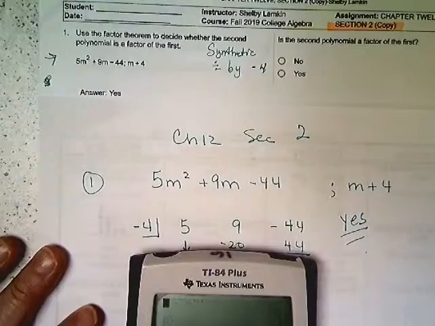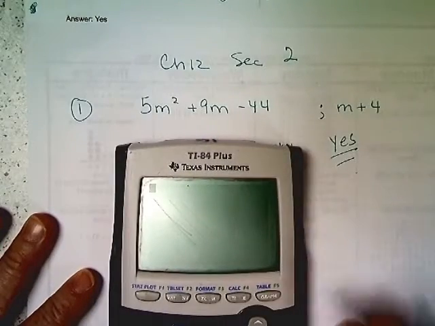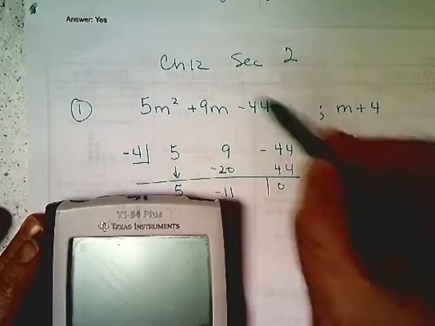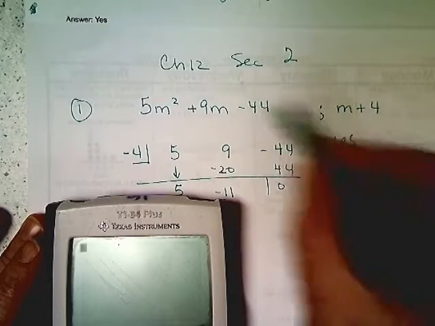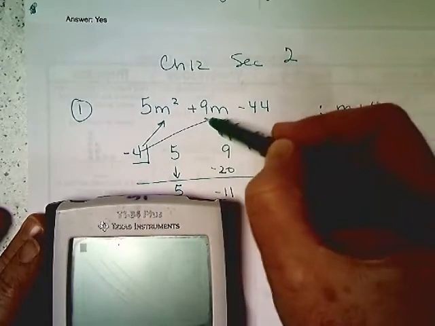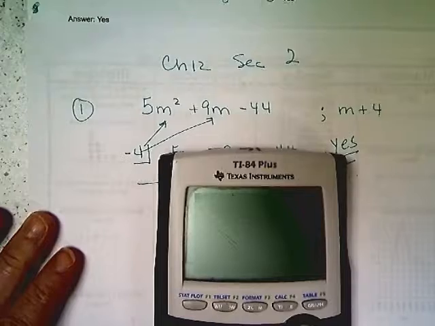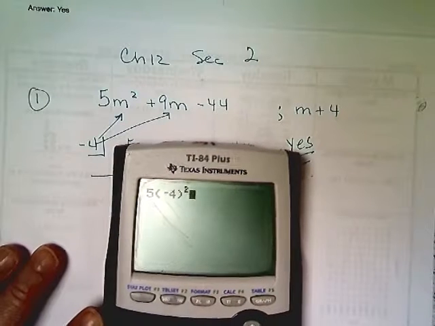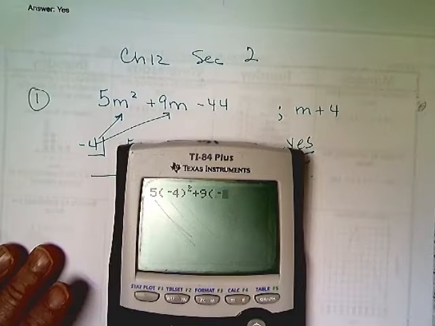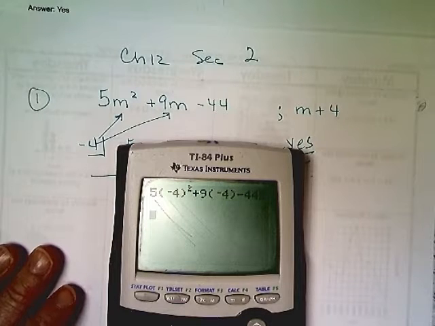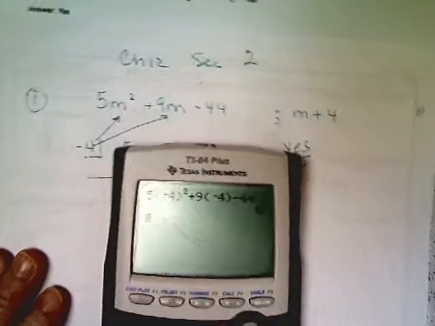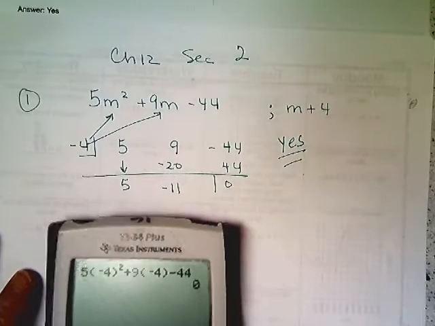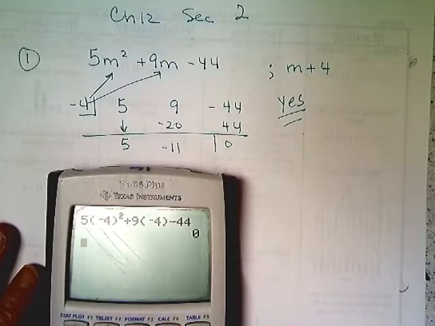Another way I could have checked that is I could have put it in my calculator. I could have put negative 4, now not m plus 4, not 4, but negative 4 in place of m. It's 5 times negative 4 squared plus 9 times negative 4 minus 44. And it equals 0. So you can do this either way. You can use synthetic division or you can check it on your calculator.